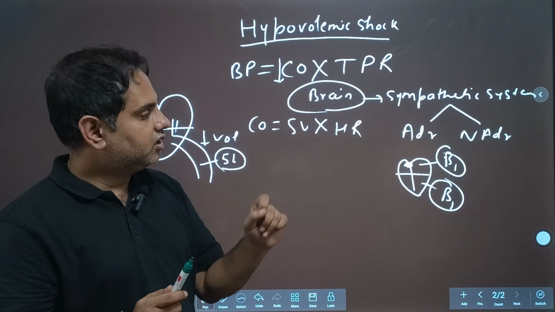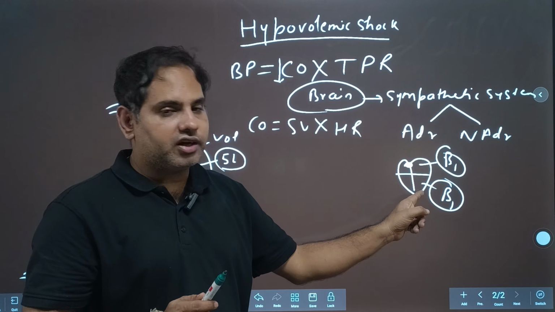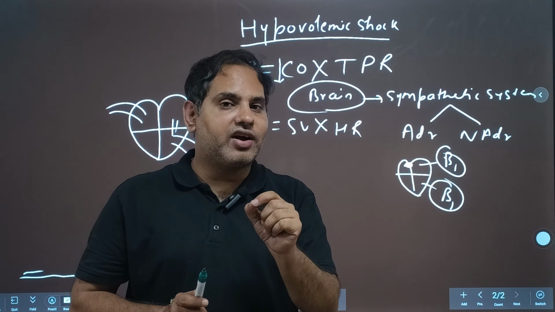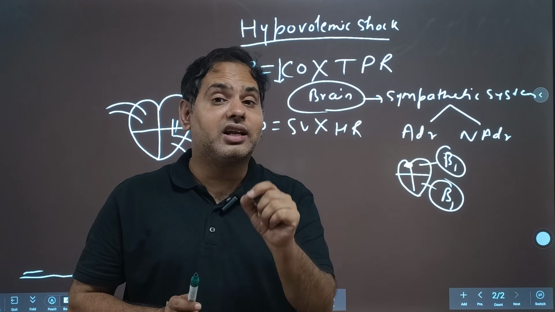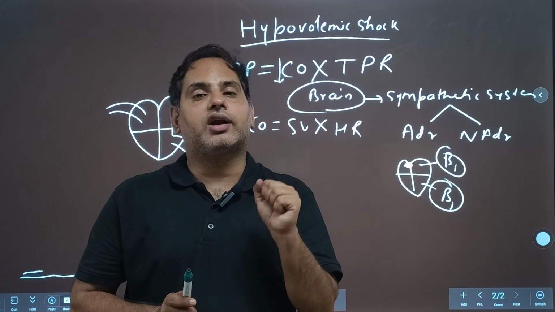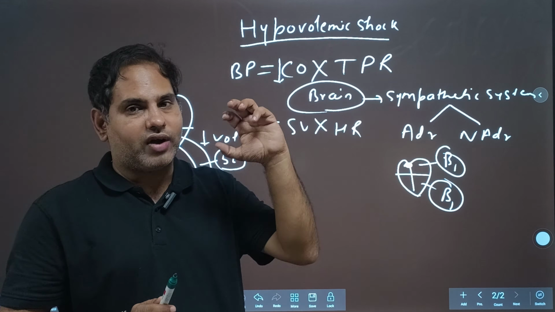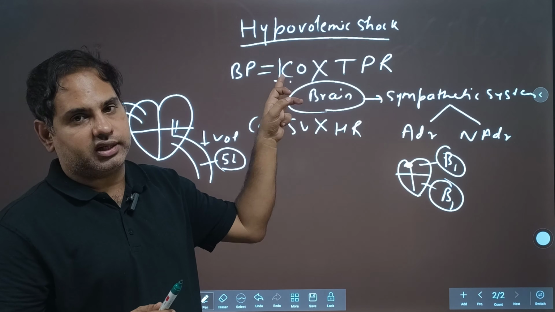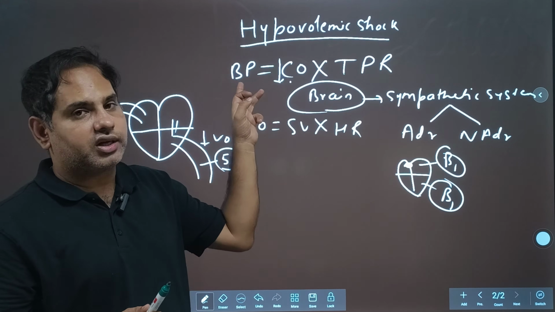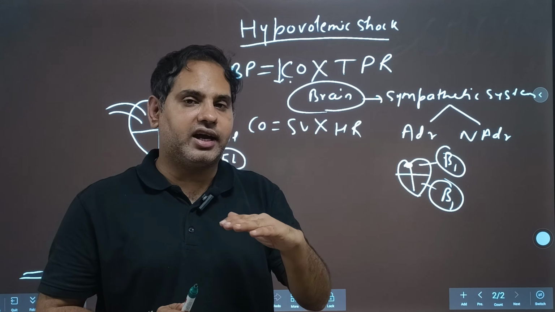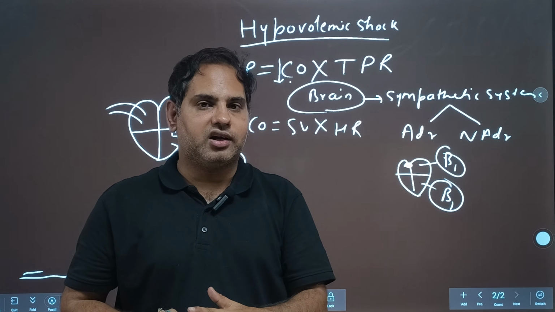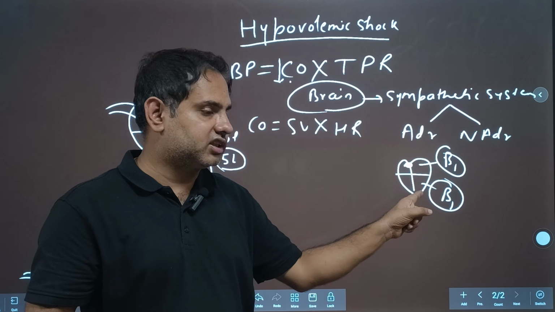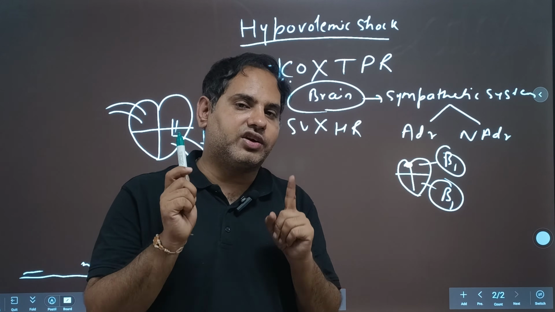Another mechanism is that beta 1 receptors are also present in the ventricles, right? And stimulation of beta 1 receptors in the ventricles will result in increased contraction of the ventricles, and if your ventricles contract more, then your cardiac output is going to increase, and your blood pressure is going to be maintained, right? So there are two different mechanisms, one is tachycardia, another is stimulation of the beta 1 receptor present in the ventricle.